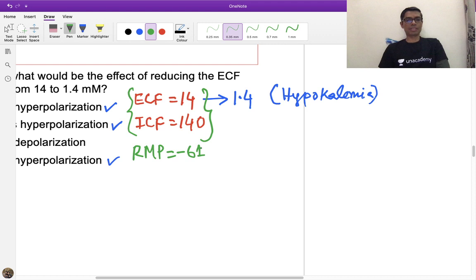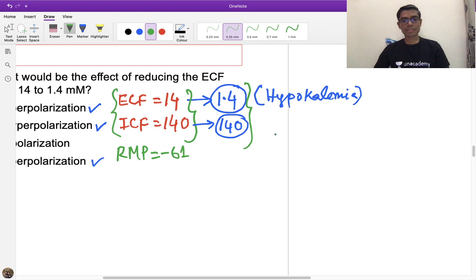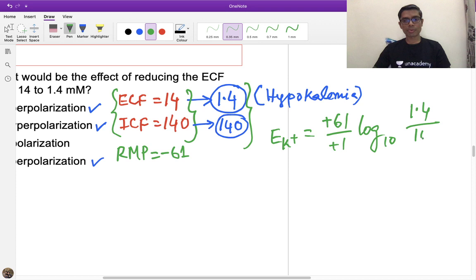Now I have to apply the Nernst equation again, provided that the inside concentration is 140 and the outside concentration is 1.4. That means there will be a new equilibrium. In that new equilibrium, what will happen to the RMP of the cell? I have to calculate this again. So the equilibrium potential of the potassium ion in this condition will be plus 61 into log of concentration 1.4 upon 140, right?